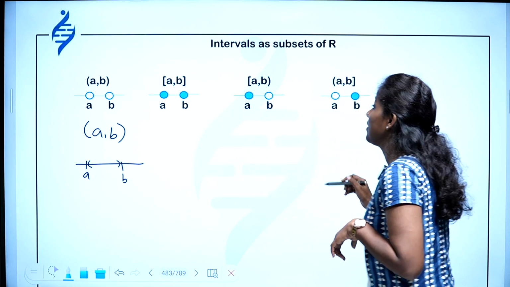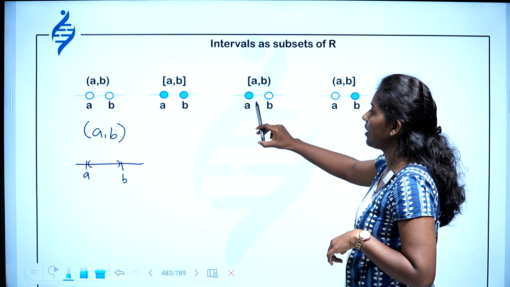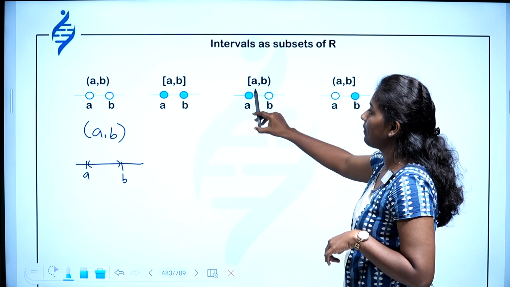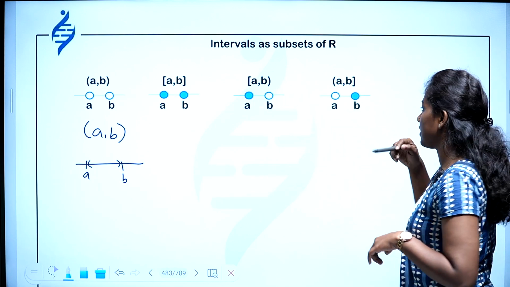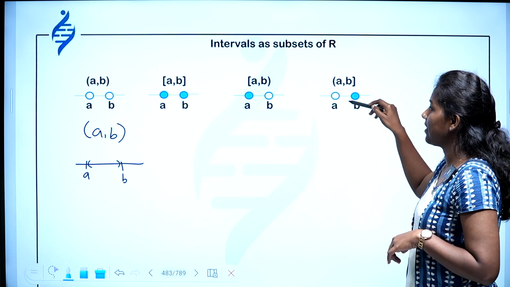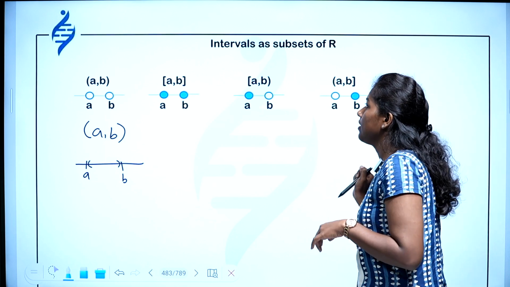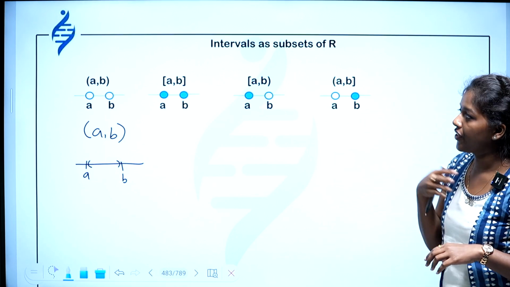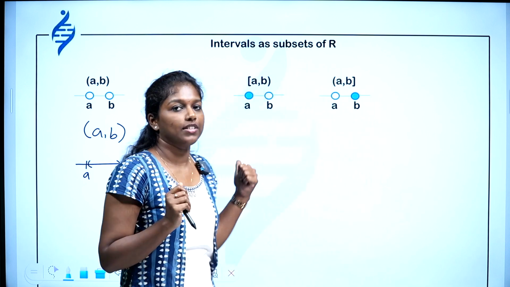Here in this one, a is included and b is not included. So for a they have given a square bracket, and for b an open bracket. Here b is included, so b has a square bracket, and a is not included, so a has an open bracket. This is a notation you will be seeing throughout this textbook. So I hope you understood this one.